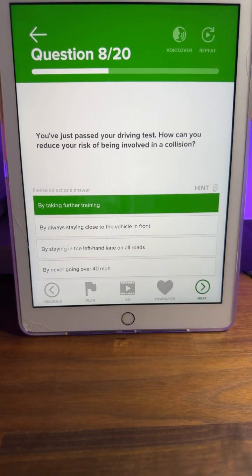Okay, yeah, by taking further training would make sense, wouldn't it? It's the safest option here, yeah?